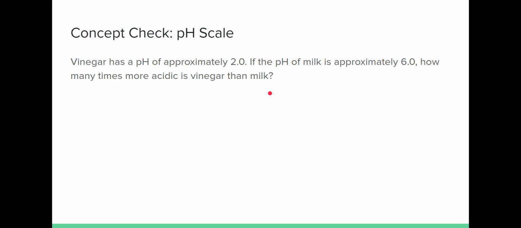So let's take a look at this quick concept check. Vinegar has a pH of approximately 2.0. If the pH of milk is approximately 6.0, how many times more acidic is vinegar than milk? I'll give you a few seconds here to work this out yourself. You can pause the video and we're going to go over the solution together.